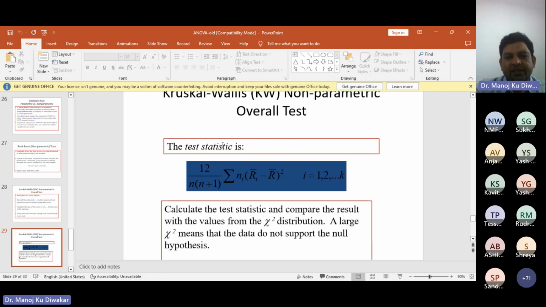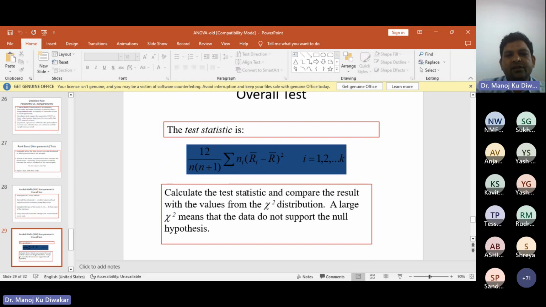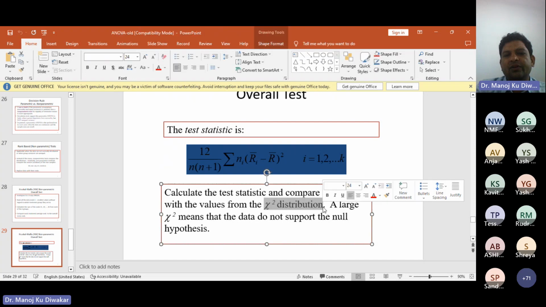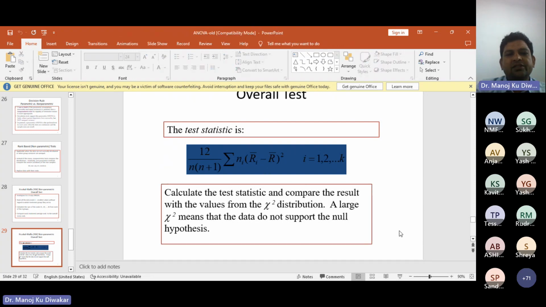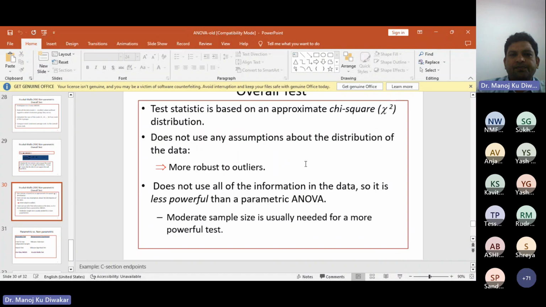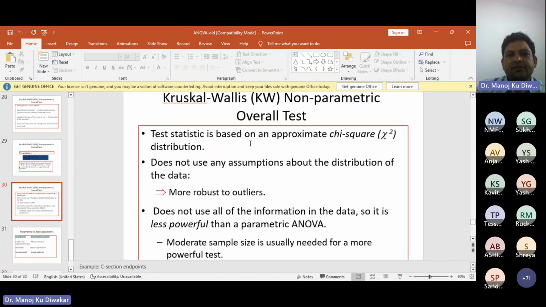You can get it from anywhere. It calculates the statistic, and you compare the result with the value of the chi-square distribution; a large chi-square value does not support the null hypothesis. So if it is a larger value of chi-square, it says that you are rejecting the H naught. That is the overall test for Kruskal-Wallis, a non-parametric test.